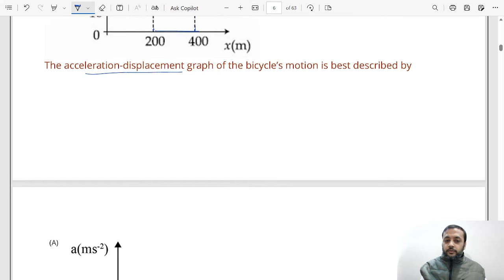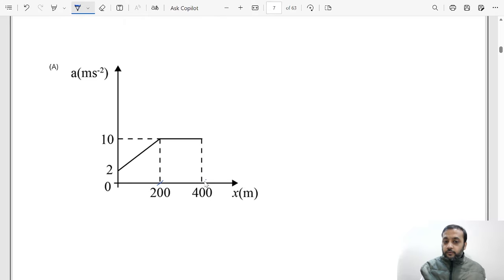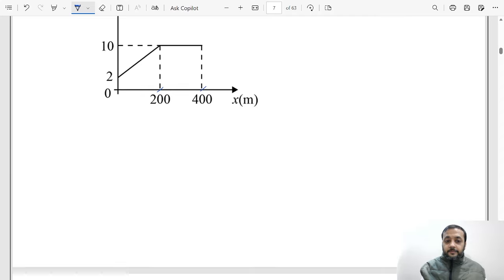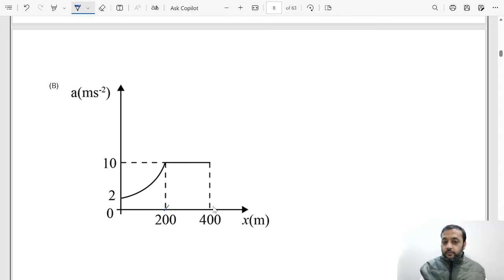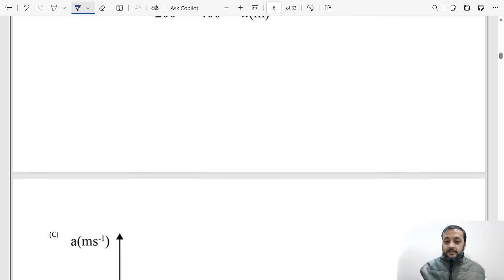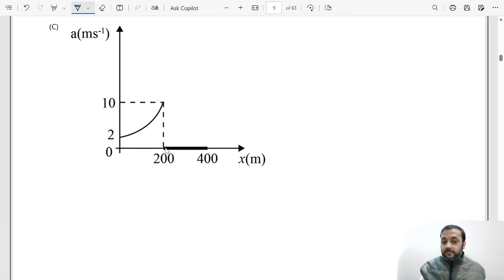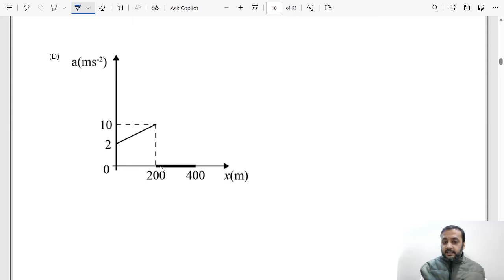Now if you go back to the options, between 200 to 400, they are showing acceleration 10. Cross it out. This cannot be the correct answer. Again, between 200 to 400, acceleration is shown as 10. Cross it out. Again, this cannot be the correct answer. Here they are showing between 200 to 400, acceleration is shown as 0. So this is a possibility. As of now, check option D. Here between 200 to 400, again, acceleration is shown as 0. So again, this can be a possibility.